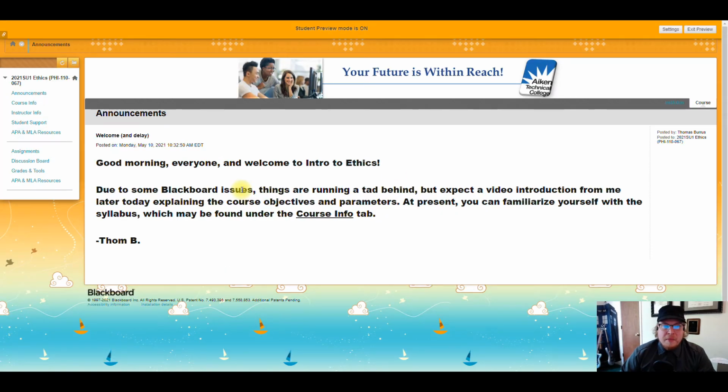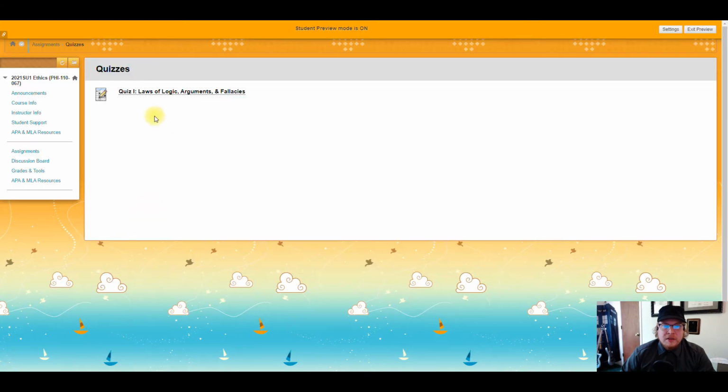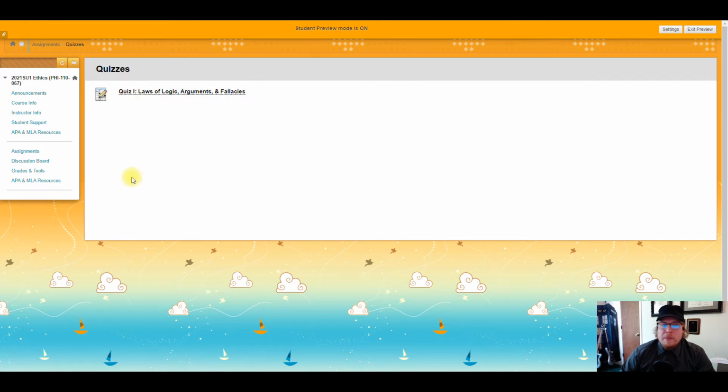So here we are in Blackboard. If I go to Assignments, and I go to Quizzes, you'll see there's Quiz 1. It's good to go. And the other quizzes will pop up throughout the semester when they're available. But then also right in the same Quizzes subfolder, another folder will pop up that will say Quiz Answer Guides. So after 48 hours of when a quiz is due, the answer key will pop up so you can review your answers.